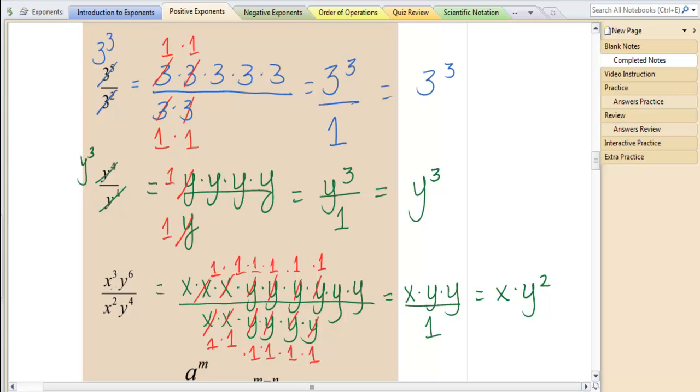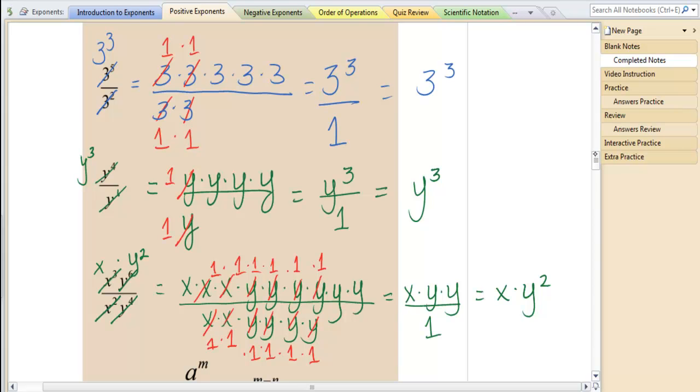So again, a simple way to think about this, so you don't have to write it all out, is we're taking these two x's in the denominator and we're going to take them out and cancel them with two of the x's in the numerator, so we're left with 1x. We're going to take the 4 y's in the denominator and cancel with 4 of the y's in the numerator, so we're left with 2 y's. So we're left with x times y squared.